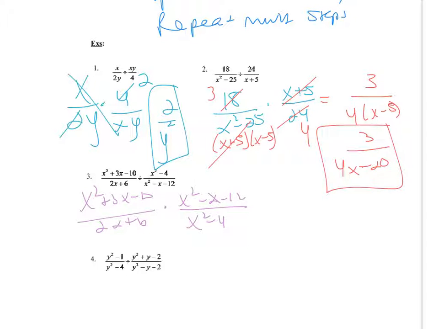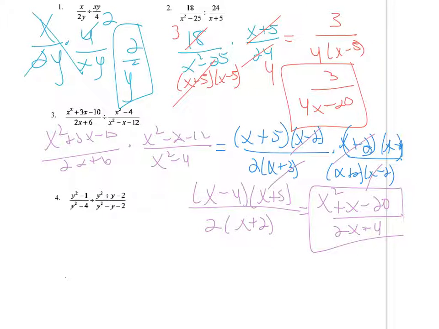Alright folks, last one that I did with you is 3, and your answer should have been x squared plus x minus 20 all over 2x minus 4. Oh, plus 4. That is a plus. Let me just change that.